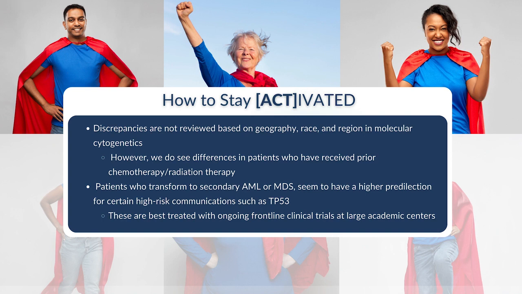However, we do see differences in patients who have received prior chemotherapy, radiation therapy, immunotherapy for other solid tumors and lymphomas. These patients, when they transform to what we call secondary AML or MDS, seem to have a higher predilection for certain high-risk mutations such as TP53, and these are best treated with ongoing frontline clinical trials at large academic centers.